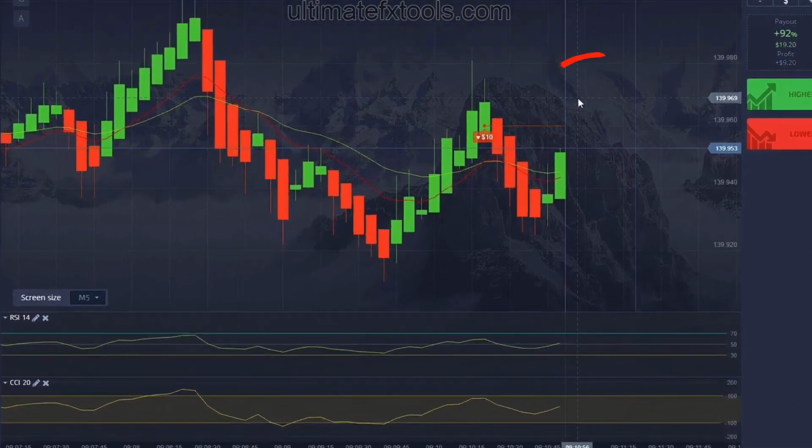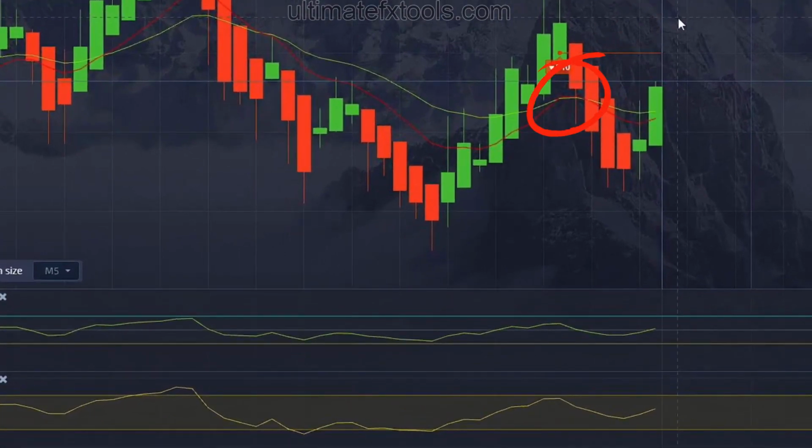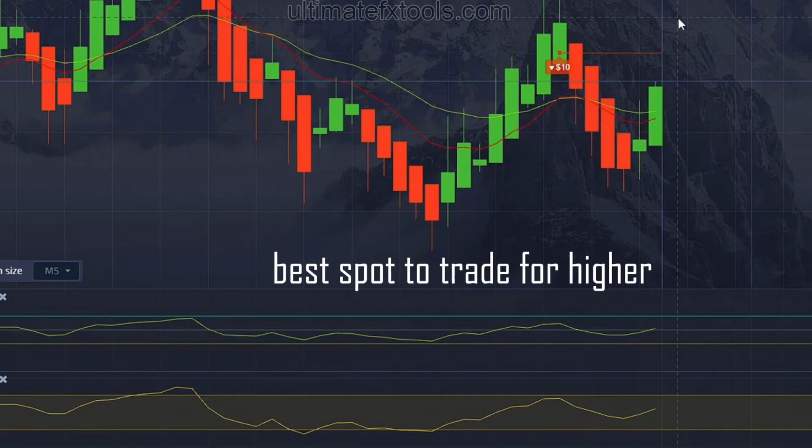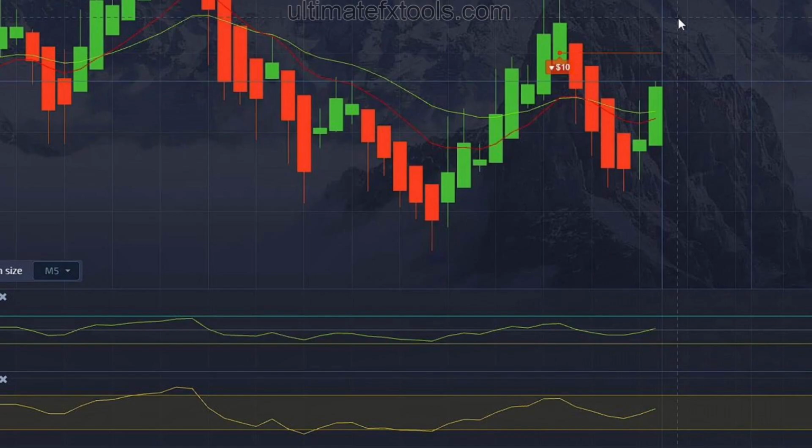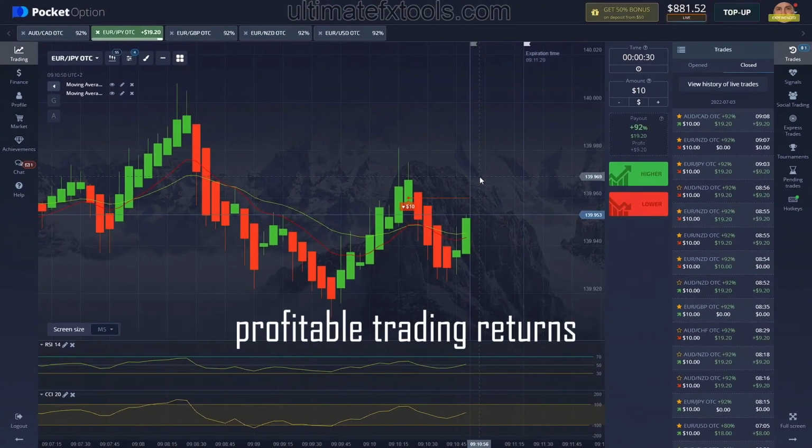Take a look at this chart. The two exponential moving averages crossed at this level while both the CCI and RSI reached their top resistance levels. This is an ideal spot to trade and aim for higher positions whenever the two EMAs cross with each other. As a result, we achieved excellent and profitable returns.